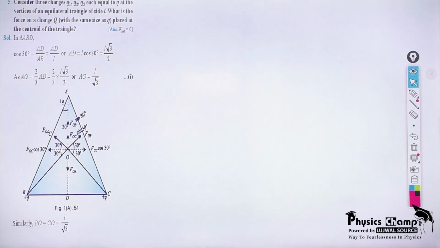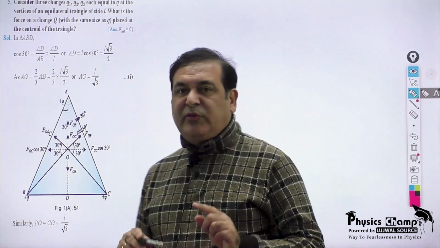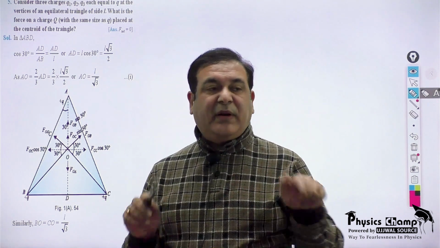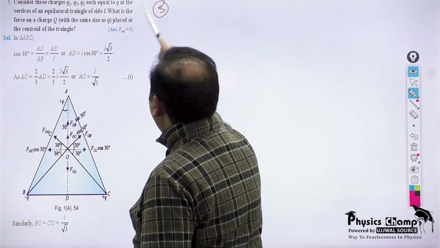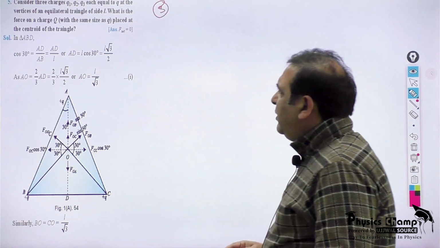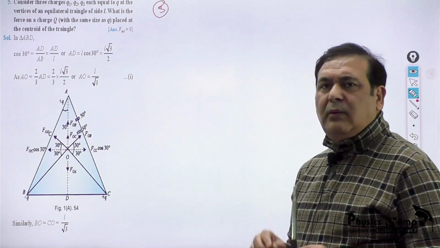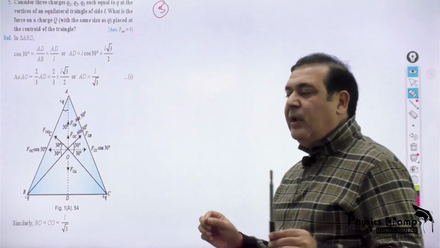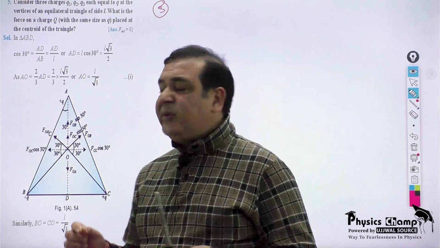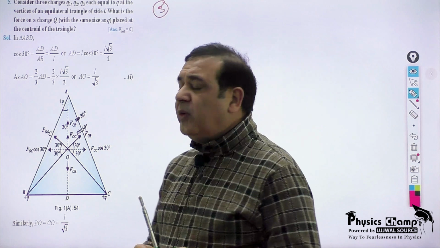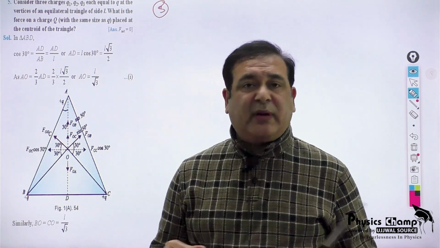So now we take question number 5, which is almost the same concept of symmetrical distribution of charge. In question number 5, we are told, consider there are 3 charges Q1, Q2 and Q3, each having value Q at the vertices of an equilateral triangle of side L. What is the force on a charge capital Q which is placed at the centroid of the triangle?